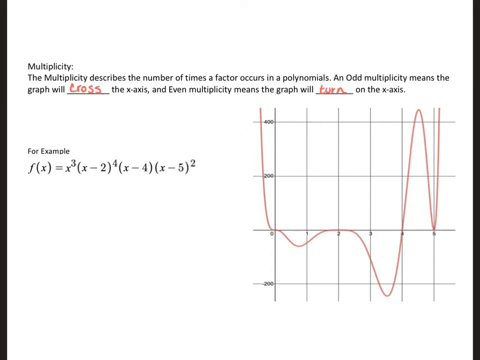Talking about each one of these x-intercepts, take a second, pause the video, and find all the x-intercepts for me.